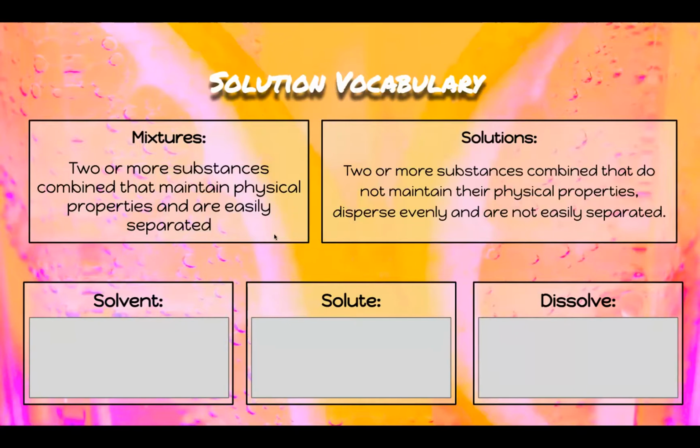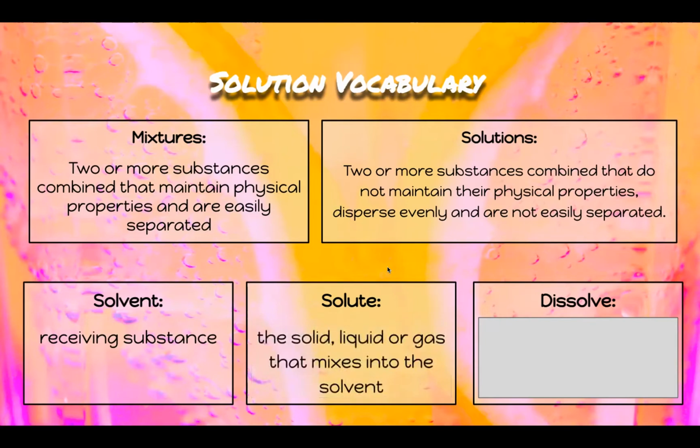Okay, so when we're dealing with solutions, we have some other vocabulary words that we need to know. So solvent means the receiving substance. The most common solvent that we use in science or in everyday life is water. So usually the receiving substance is water, not always, but usually. And today that will be true. We'll be using water as our solvent. Then we have the solute. That's the solid, liquid, or gas that mixes into the solvent. So that is kind of the secondary substance that's going into it. So using our example of salt water or sugar water, the salt would be the solute. It's going into the water and kind of dissolving into it.